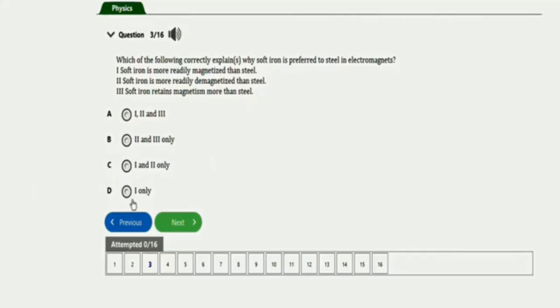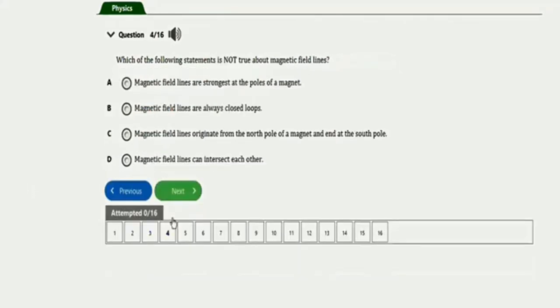Okay, the next repeated question will be this one. It says which of the following statements is not true about magnetic field lines? Option A, magnetic field lines are strongest at the poles of a magnet. Magnetic field lines are always closed loops. Magnetic field lines originate from the north pole of a magnet and end at the south pole. Magnetic field lines can intersect each other.